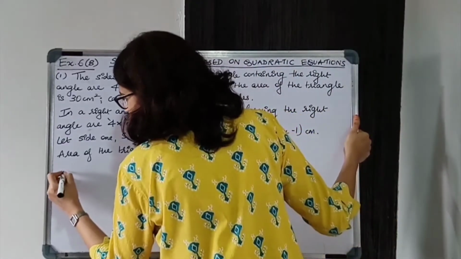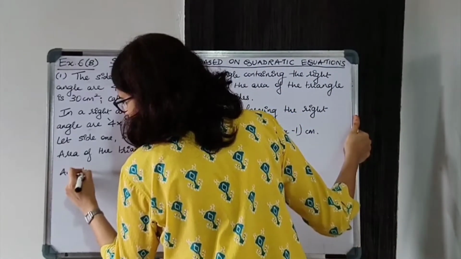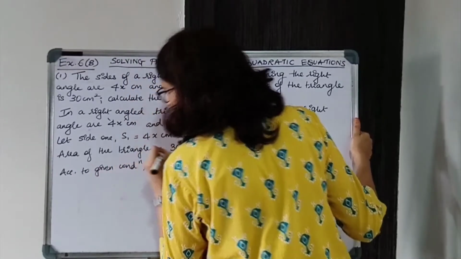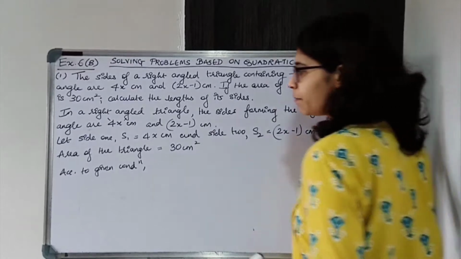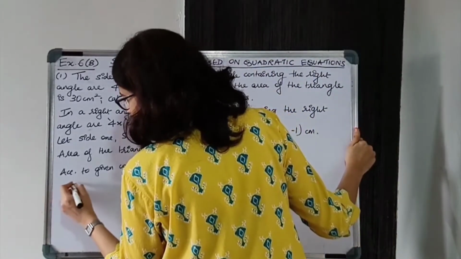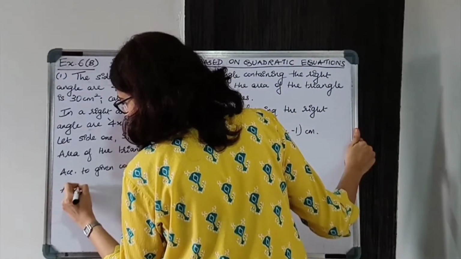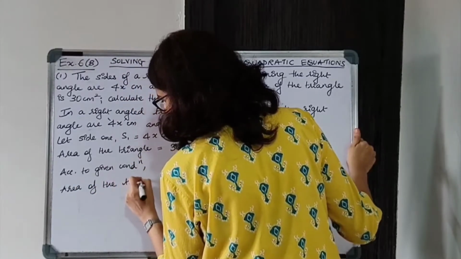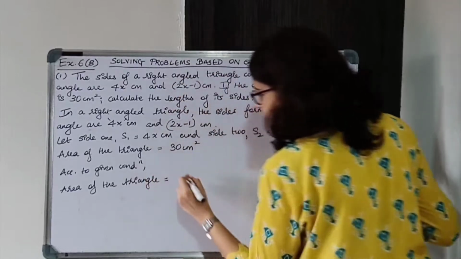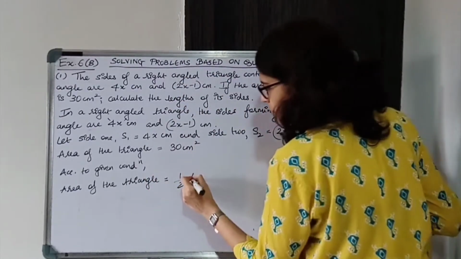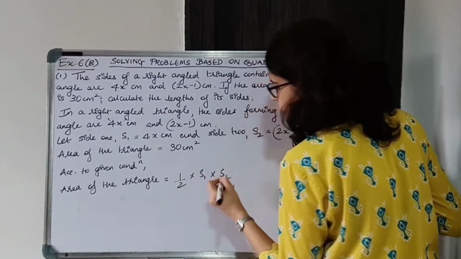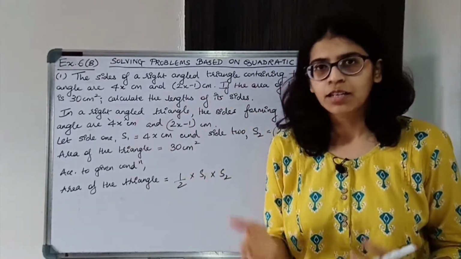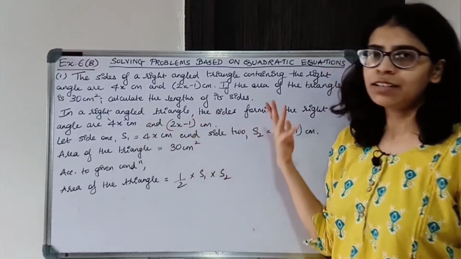So we can say according to given condition, don't use short forms, write down full words. Now according to given condition, area of the triangle will be what? Half into S1 into S2. I have not taken it as base and height. We don't know which one is base, which one is height. So I have just taken it as S1 and S2.